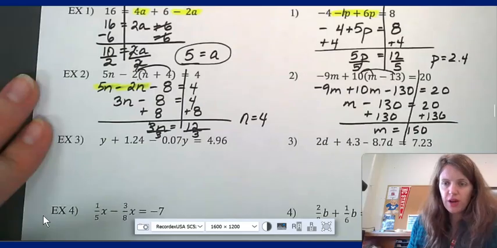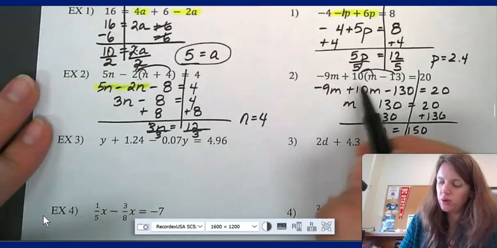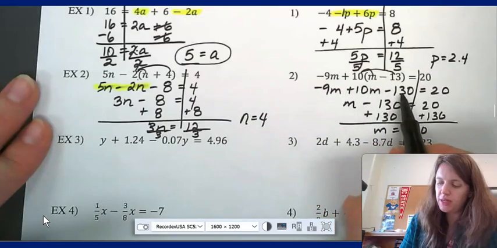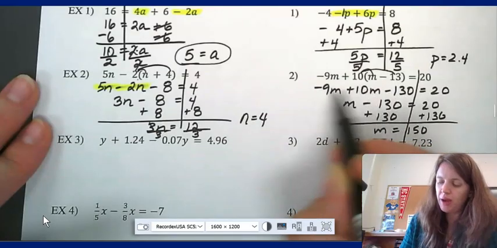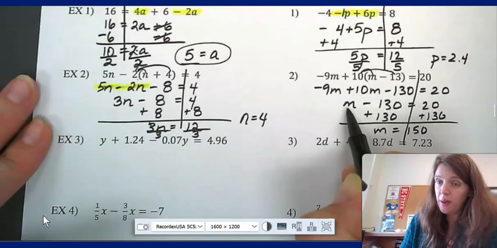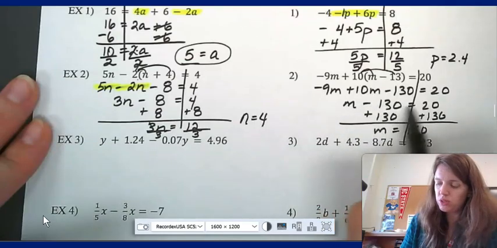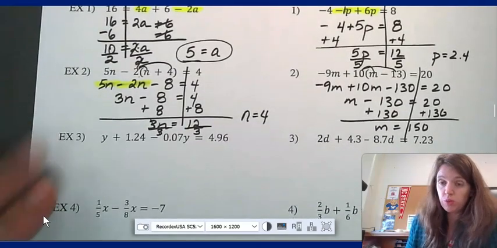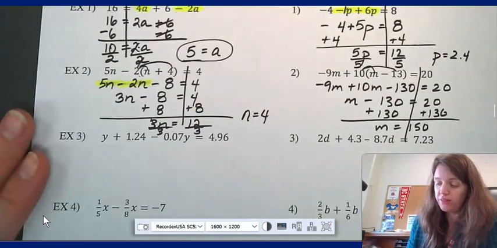Okay, on that right side, you should have gotten 150 for your m, right? So if you are multiplying this out, you get a 10m, and then you get a minus 130, and then you combine these two, you get a positive 1m, or just m, and then you still need to subtract 130, so you're going to add it to the other side, and 20 plus 130 should give you 150.